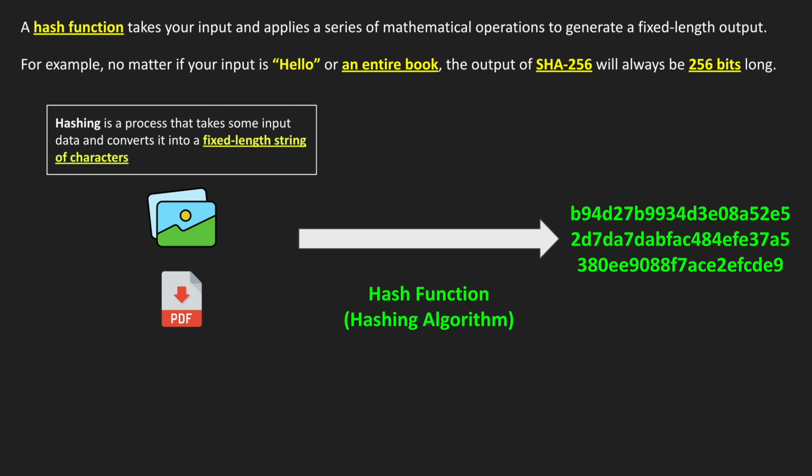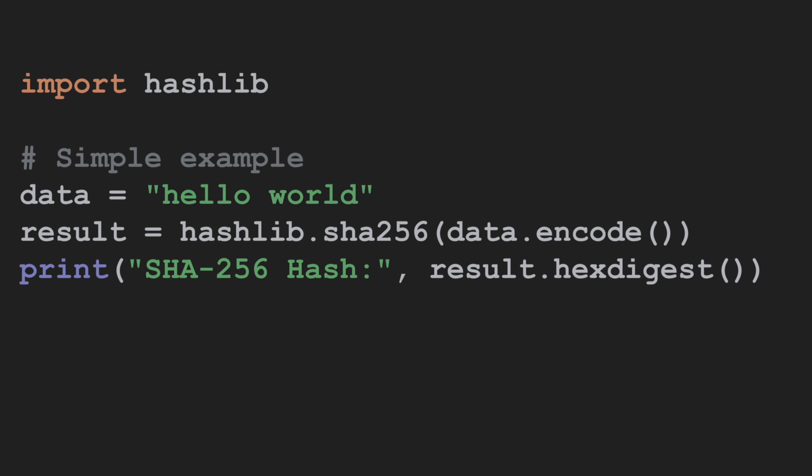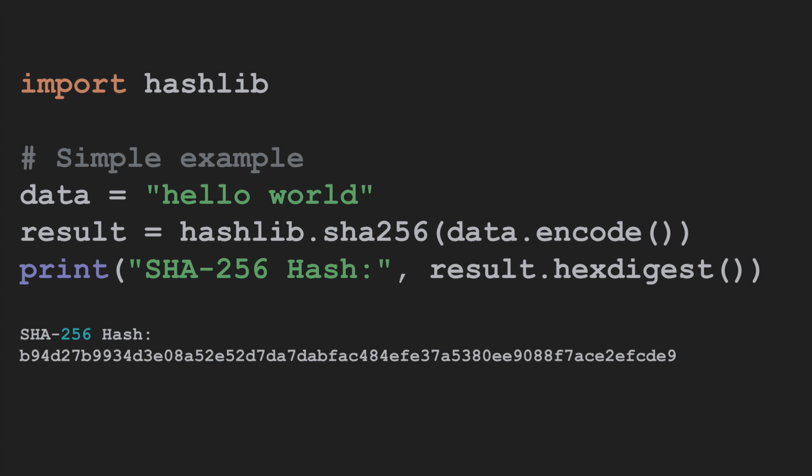For example, no matter if your input is hello or an entire book or an entire PDF, the output of the SHA 256 algorithm will always be 256 bits long. Let's take this very simple example. In this case, we have an input hello world, and we are applying the SHA 256 algorithm here. We give the algorithm the input hello world, and as a result, it gives us a hash result of the fixed length of 256 bits.